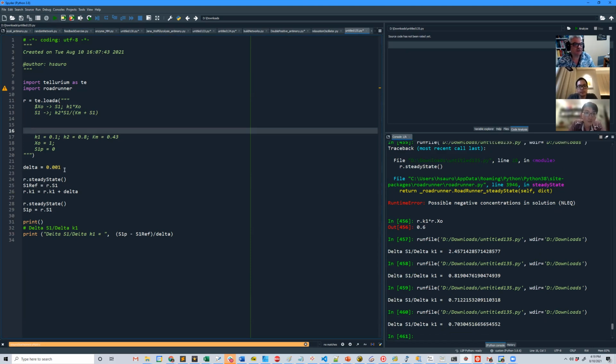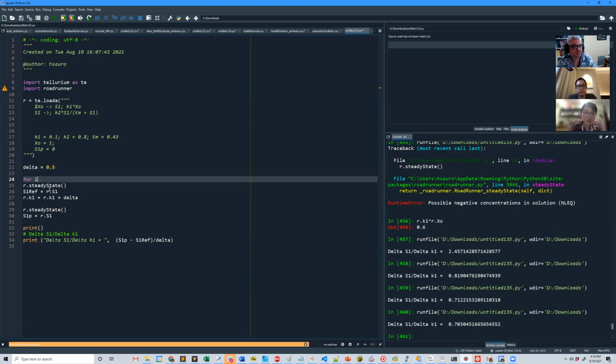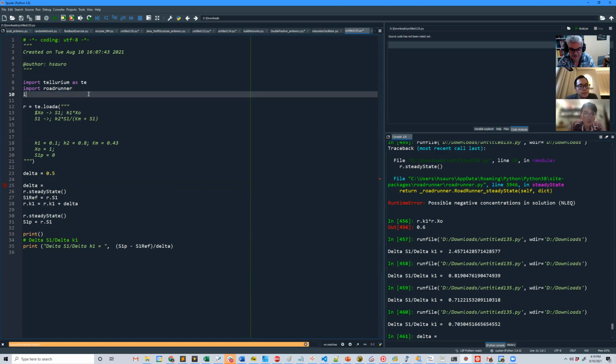In fact, let's not do it this way. Let's do it a much cleverer way. Let's start a loop, shall we? Actually, what's the best way to do this? I know. I'll create an array called delta. Let me see. How do I create this? I need NumPy, don't I? Yep. All right. Well, then I got to do it here then.